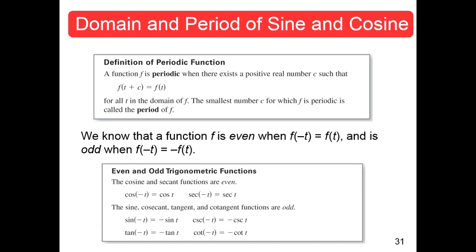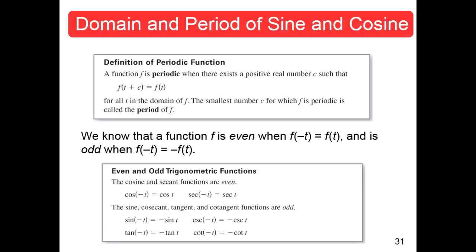A definition of periodic function. A function f is periodic when there exists a positive real number c such that f of t plus c is always f of t. In other words, whatever you add to it, it's going to come out the same value. For all the t in the domain of f, the smallest number c for which that is periodic is called the period of f, and for sine and cosine, that's usually 2 pi.